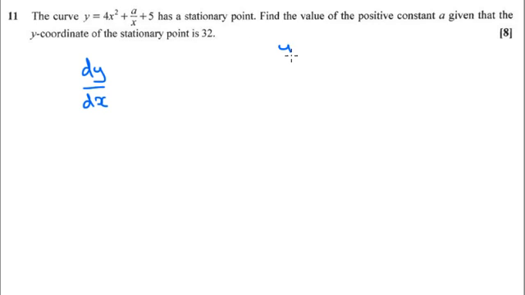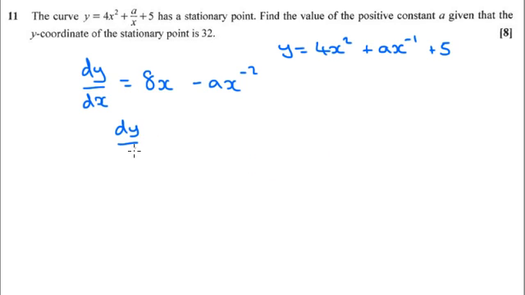And in order to differentiate, before we even start that, I'm going to need to rewrite my a over x as ax to the negative 1. Need to have that as a negative power so that we can differentiate it. So what are we going to get? We're going to get 8x. We are going to bring the power to the front and take 1 off the power. And the plus 5 goes to 0. So we've got dy by dx is equal to 8x minus a over x squared.